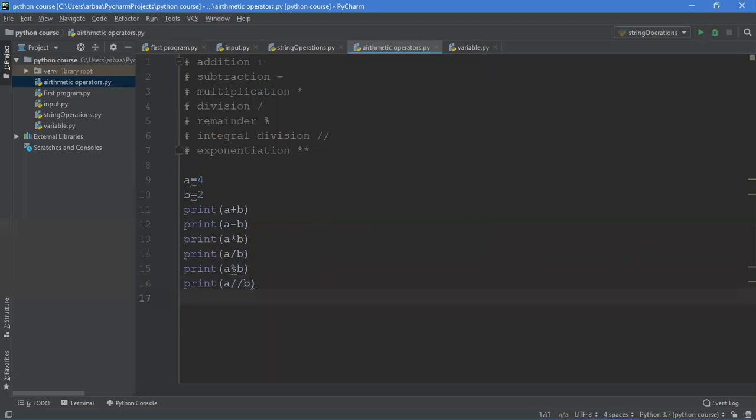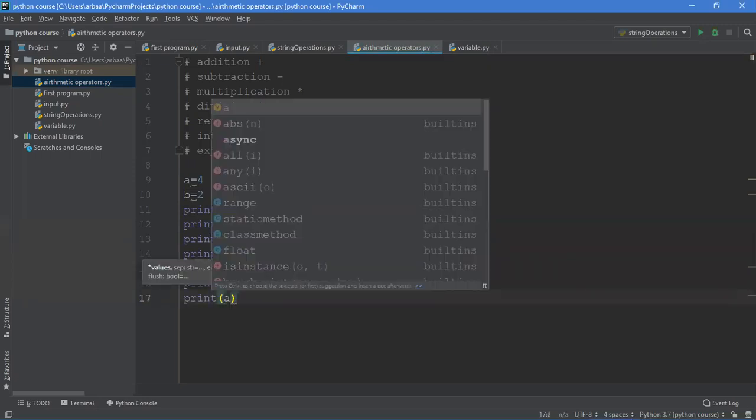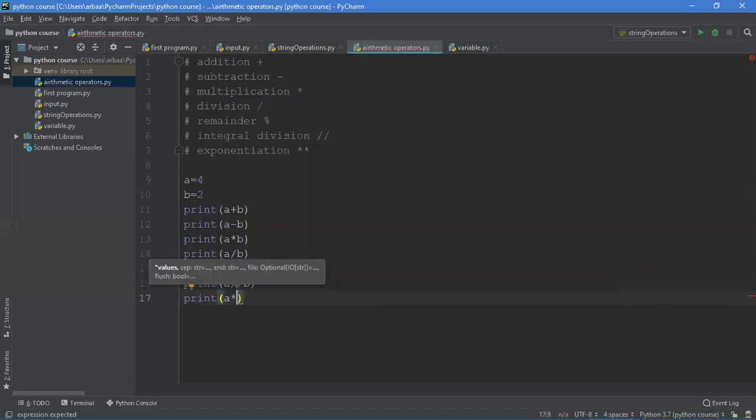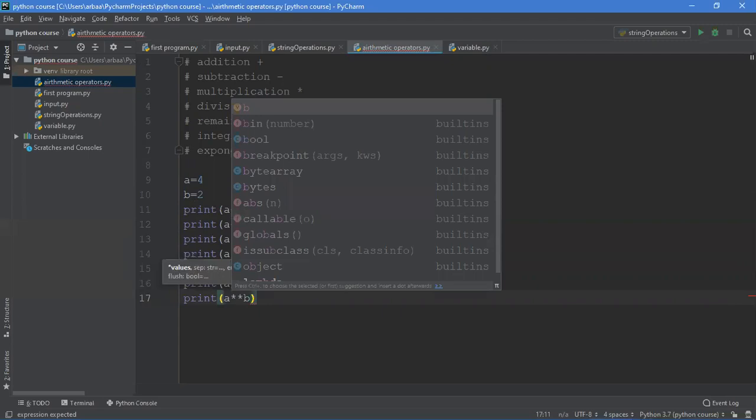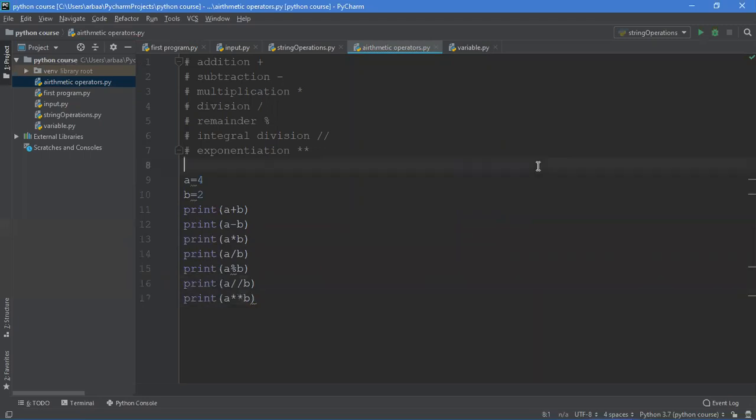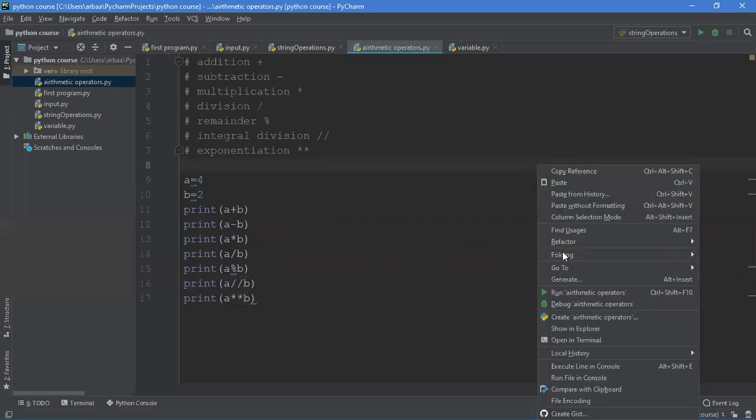And with the last part, that is called the exponentiation. For that, I'm going to say print again, and then we're going to calculate the exponent of A. So A and then double asterisk B. This means calculate A raised to the power of B. Okay, let's try to run all of these values to see what the result is.